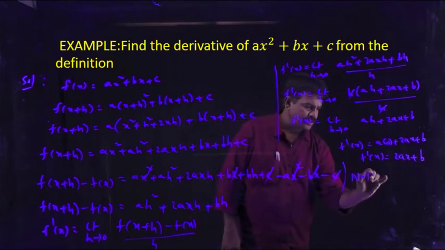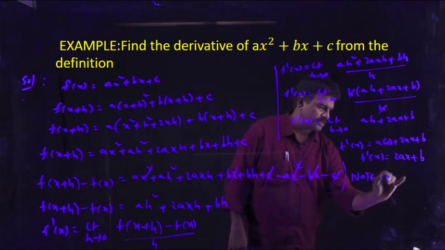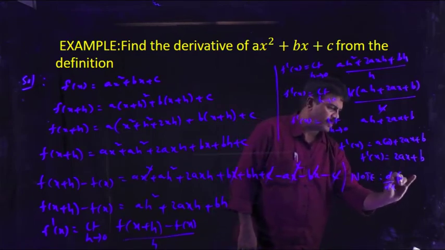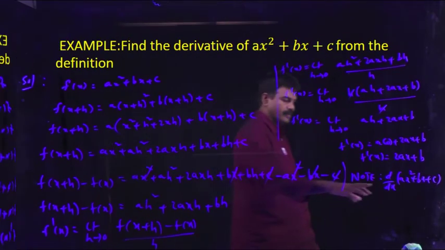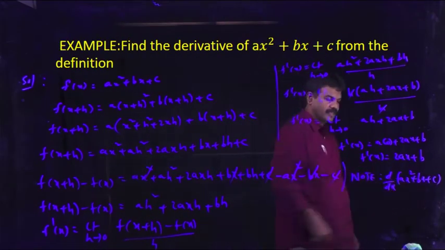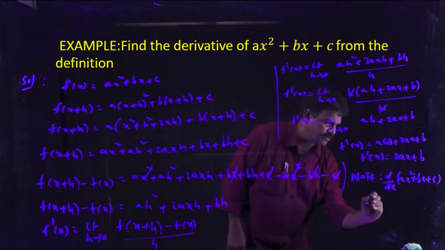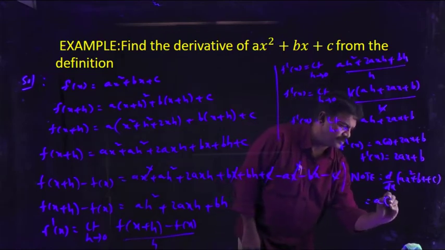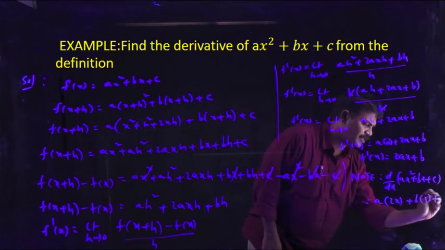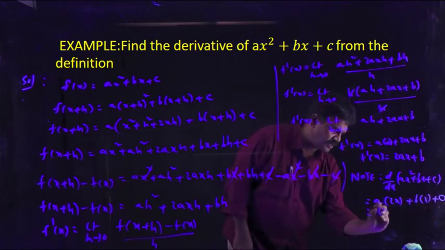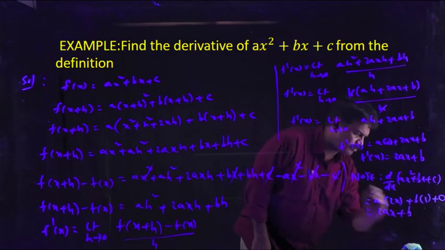Note: d by dx of ax² + bx + c is a times the derivative of x², which is 2x, plus b times the derivative of x, which is 1, plus the derivative of the constant, which is 0. That is 2ax + b.